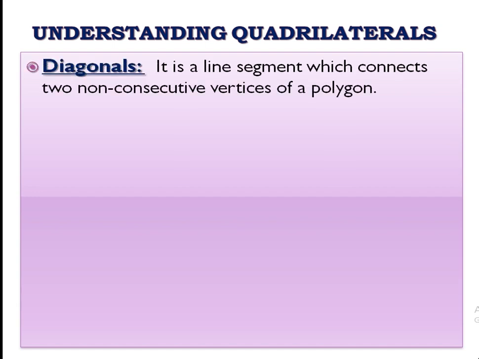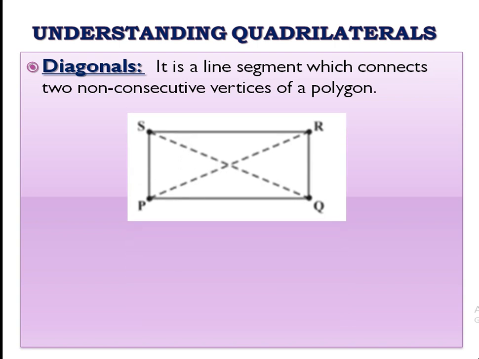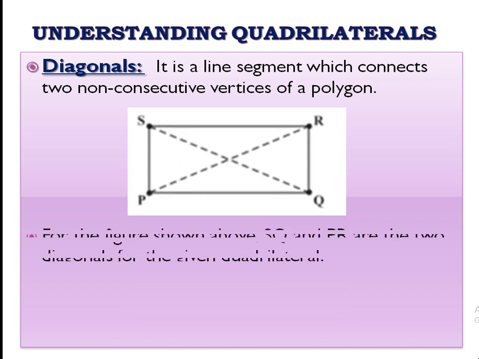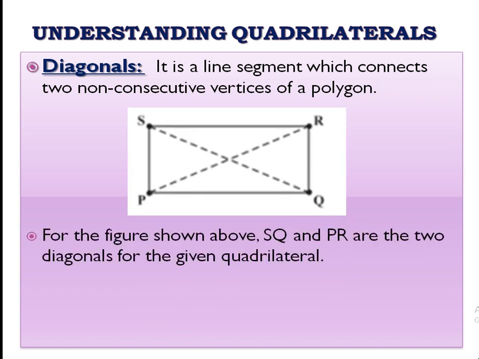Now, diagonals. A diagonal is a line segment which connects two non-consecutive vertices of a polygon. Here, see the figure. For the figure shown above, SQ and PR are the two diagonals of the given quadrilateral. Okay students, right?